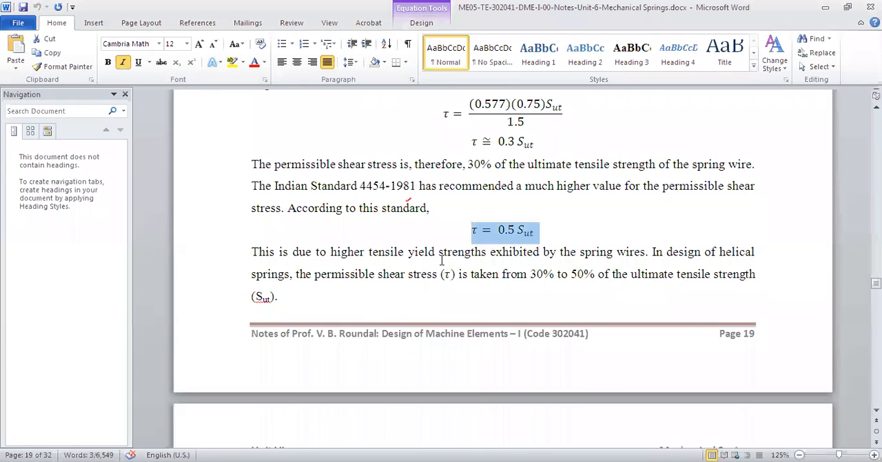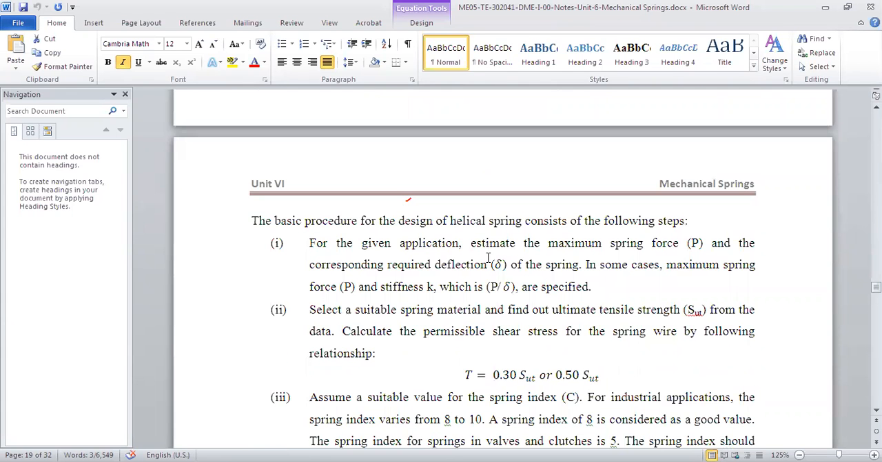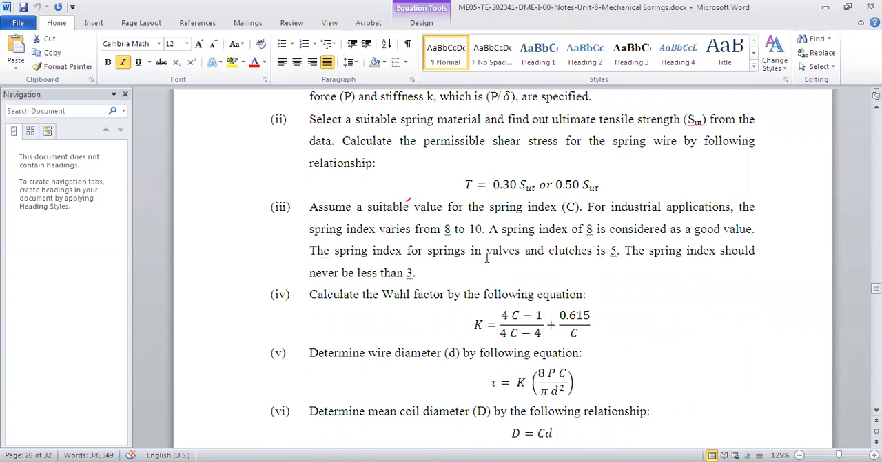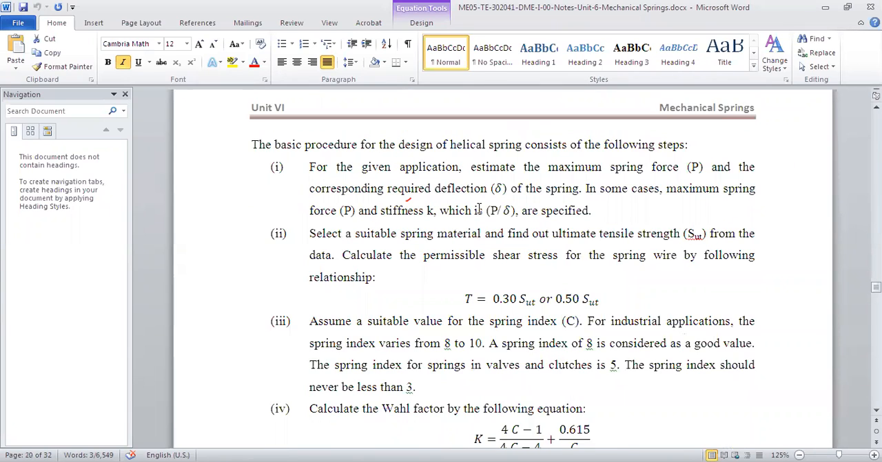Okay, so what I was saying is that allowable shear stress. Now we are going in a design approach, right? How to do the design, and for design the first thing we need is allowable stresses for the materials, right? So whatever SUT we get for the material of the spring, we will take 0.3 to 0.5 of that. That means 30% to 50% of that SUT ultimate stress as our working or allowable shear stress, right? Now, once we know that, then we can proceed with our design. So these are the steps which we will take.